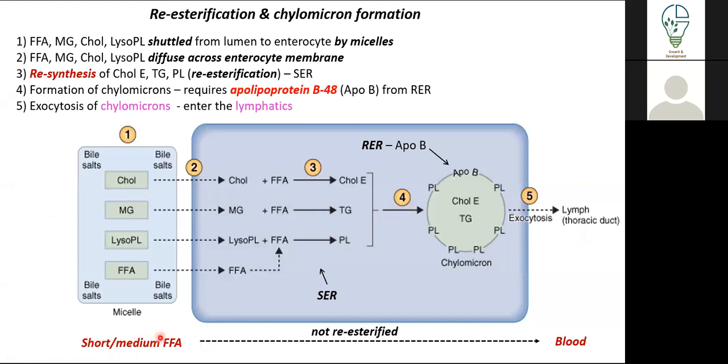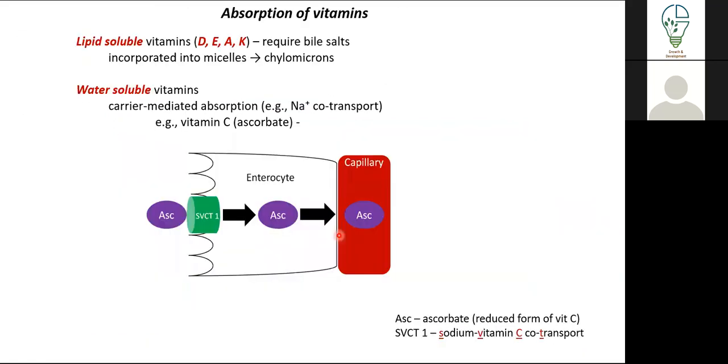For the short and medium chain, they just go from the lumen into the blood, no problems. And this is again why, if we have like problems in these enzymes and these bile salts or whatever, we just give them medium chain fatty acids and we're good. Okay, is this clear? Fantastic. All right, now for the miscellaneous stuff.